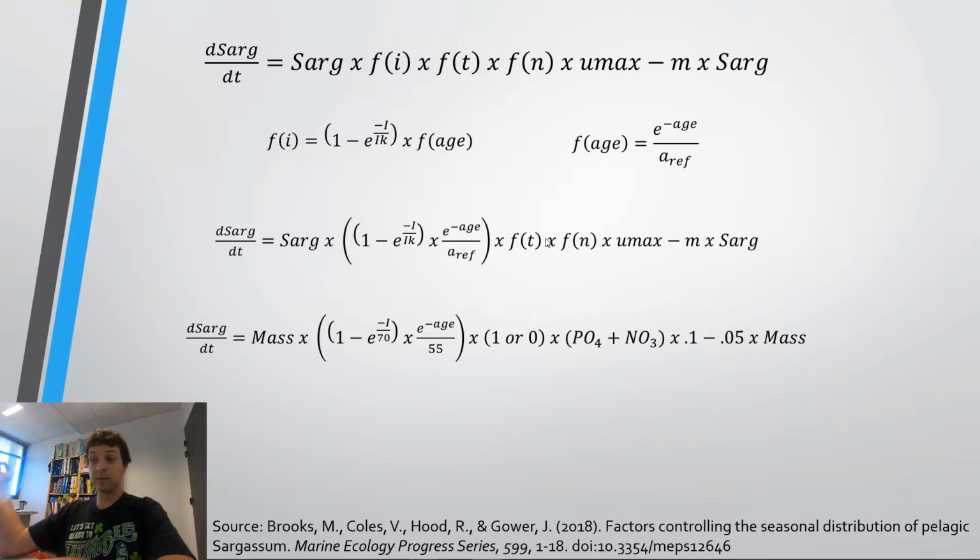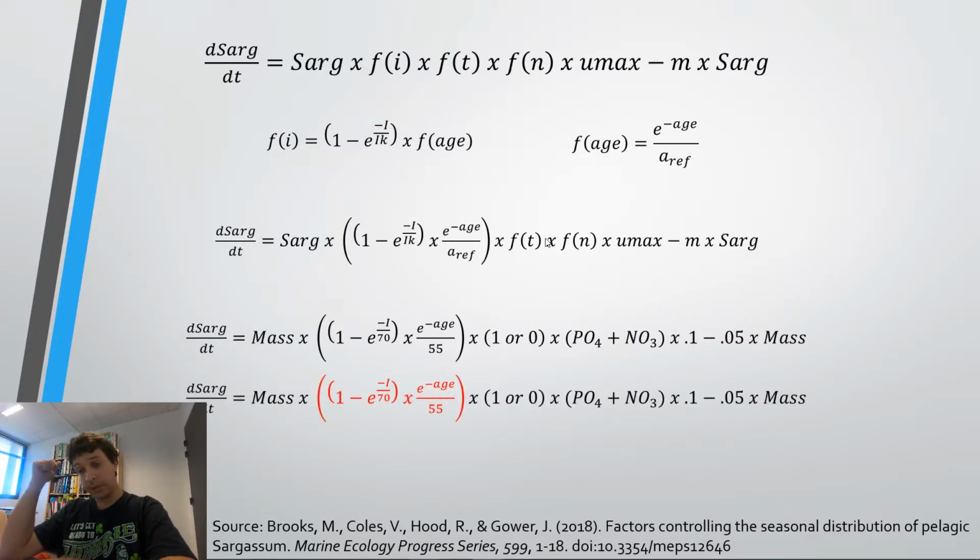The function of nutrients can be turned into the sum of the nutrients. The max sargassum growth, mu max, is equal to 10%. The mortality rate is equal to 5%, or 0.05, yeah, 5%. So the glaring issue here is that we do not know I or age.